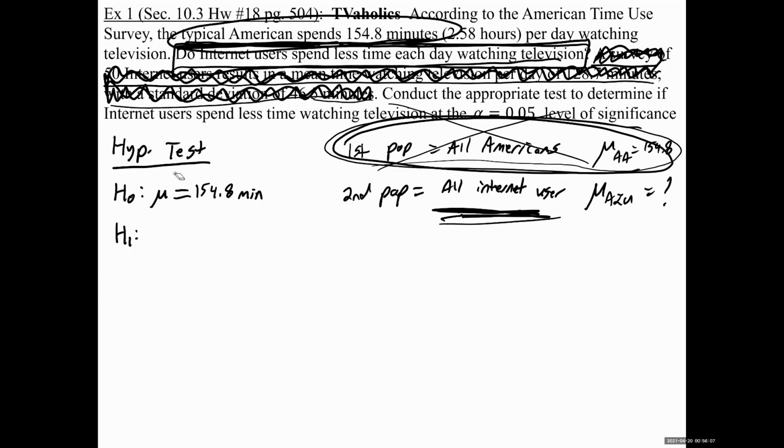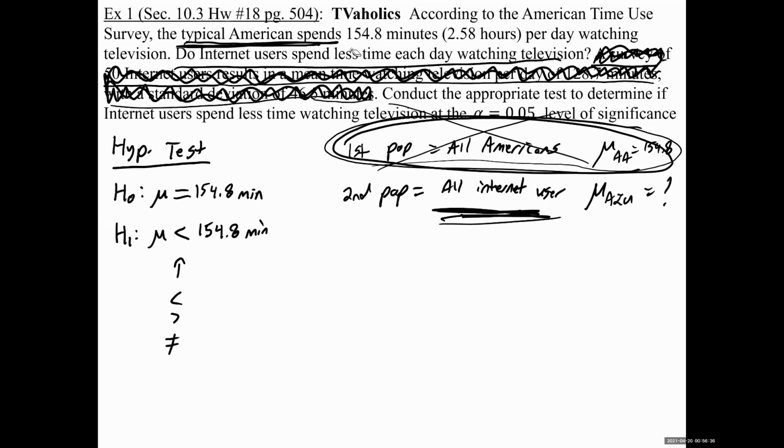Once you figure out that much, in the bottom, H1, you're going to put mu here and the same number here. We have to figure out what goes here. Is it a less than, a greater than, or a not equal to? Who could tell me? Is it less? Yeah, it's less than. It does say less over here: do internet users spend less time watching television per day? It is a less than.